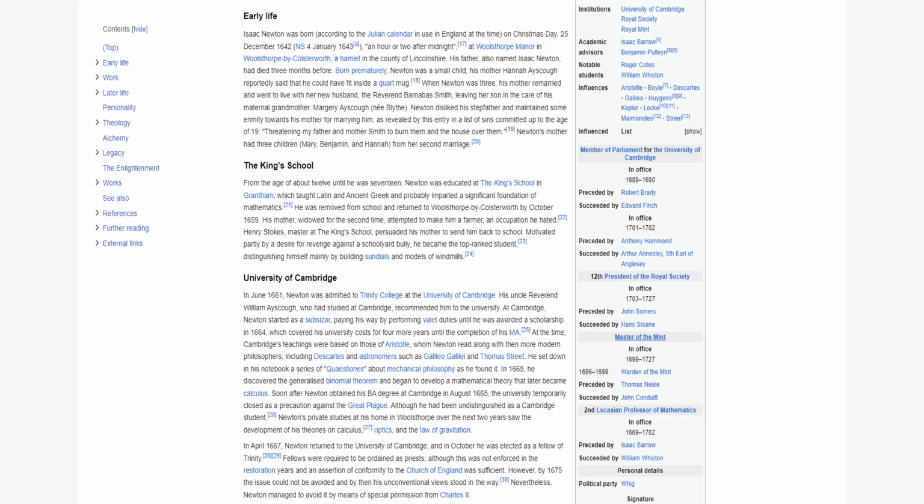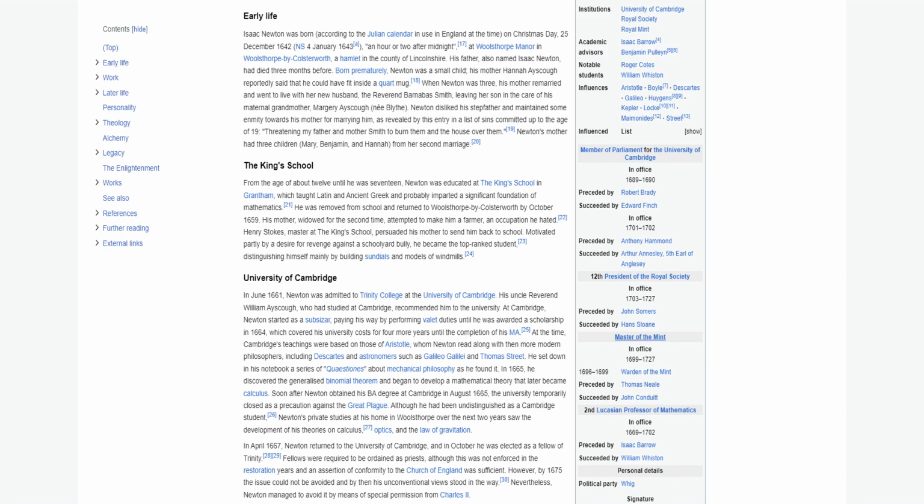Isaac Newton was born, according to the Julian calendar in use in England at the time, on Christmas Day, December 25, 1642, and January 4, 1643, an hour or 2 after midnight, at Woolsthorpe Manor in Woolsthorpe by Colsterworth, a hamlet in the county of Lincolnshire. His father, also named Isaac Newton, had died 3 months before. Born prematurely, Newton was a small child. His mother Hannah Askew reportedly said that he could have fit inside a quart mug.